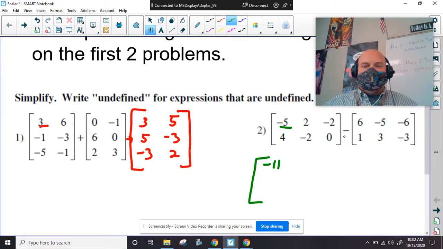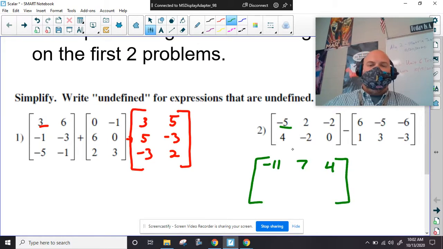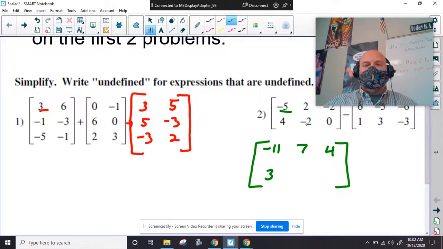Okay, then we have 2 minus -5. Well, minus the negative is plus, so this should be 7. -2 minus -6. So minus the negative, we add again, that should be 4. Okay, 4 minus 1, 3. That one was easy. We like the easy ones. -2 minus 3 should give us -5, and 0 minus -3 should give us +3.